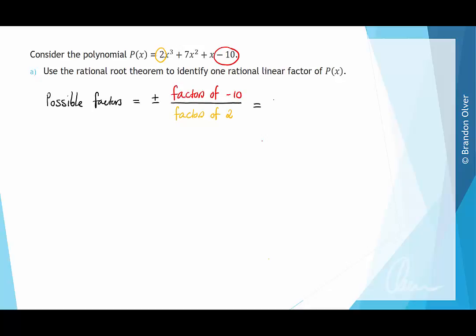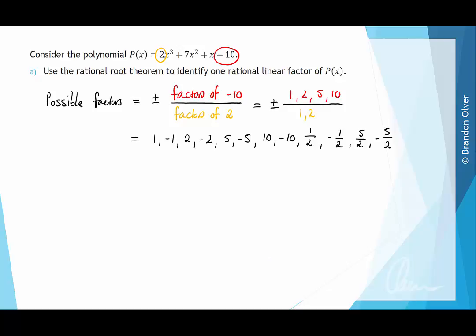So that is equal to plus or minus the factors of 10, which are 1, 2, 5, and 10, divided by the factors of 2, which are 1 and 2. So using that information, we can list out the possible factors, which will be 1 divided by 1 gives 1, and then we also have negative 1. Then we have 2 divided by 1, and also negative 2, and this continues. So now we have a list of all the possible factors for p of x.